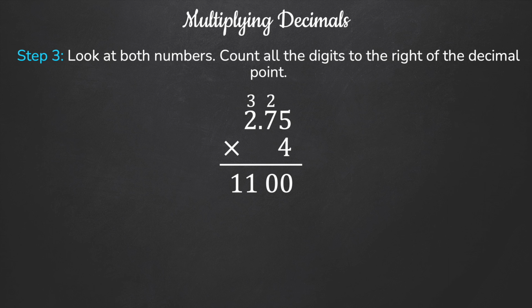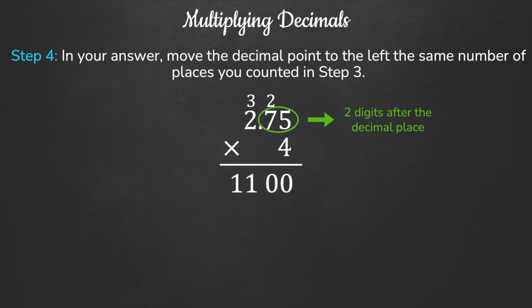Next, we're going to look at both the numbers and count all the digits to the right of the decimal point. So, in our first number, we have 2 digits after the decimal point. Then, our second number is a whole number, so it does not have any digits after the decimal point. So, in total, we have 2.